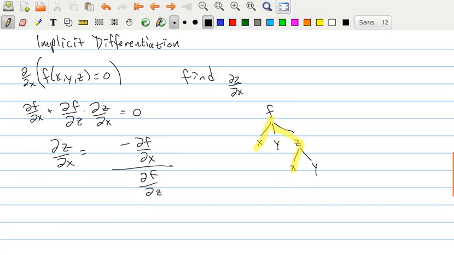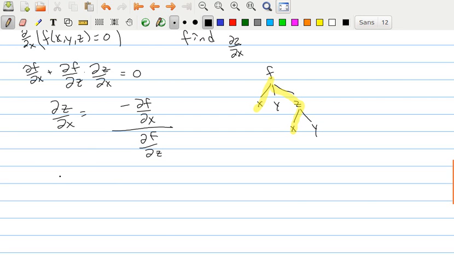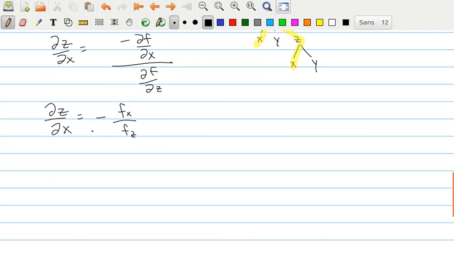So if you want a quick way to remember this implicit derivative formula, the partial of z with respect to x is negative the partial of f with respect to x divided by the partial of f with respect to z. Now these two are going to switch roles. The x that was in the bottom moves to the top. The z that was on the top moves to the bottom. So let's see an example of this implicit derivative before we move on.